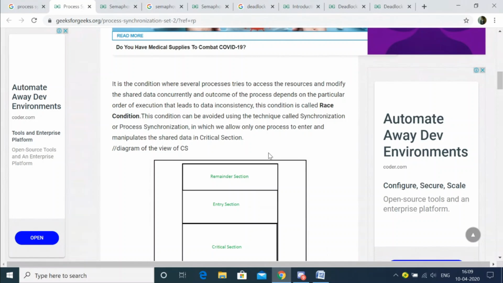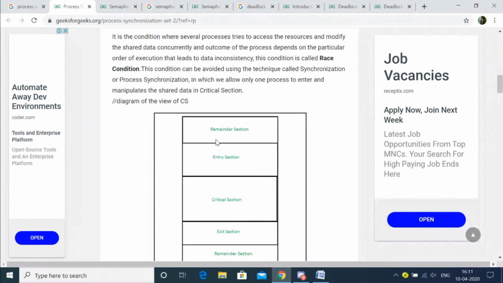Suppose if sleep would have occurred at the second line only, and this one would have been in the third line, then this value would have been different that time. So for every code that we write in a program, especially in the case of cooperating processes, the order of the code is very, very important. Otherwise it will lead to data inconsistency, and this kind of situation we call a race condition. So this condition, as we said, we can avoid by using process synchronization.